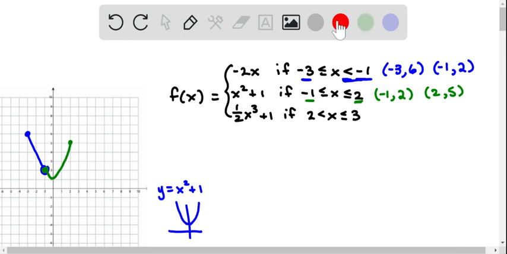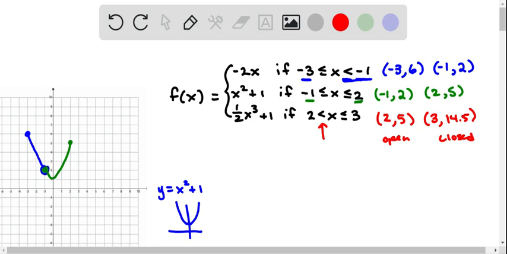And then finally, for the third piece, let's substitute 2 in. And remember, because it doesn't say less than or equal to, it just says less than, this one's going to be an open circle. So when we substitute 2 in, we get 2 cubed, which is 8, times 1/2, so that's 4, plus 1 is 5. And then when we substitute 3 in, 3 cubed is 27, times 1/2, 13.5, plus 1, 14.5. So that one is going to be a closed circle.